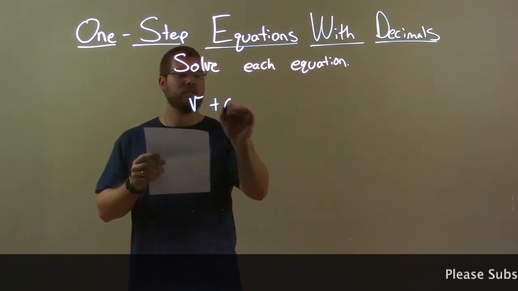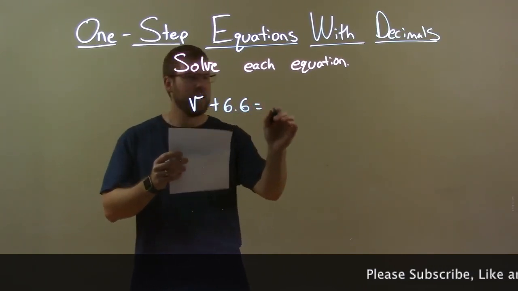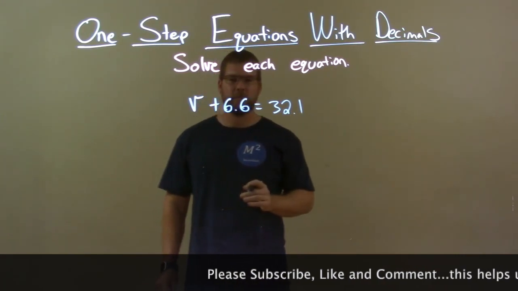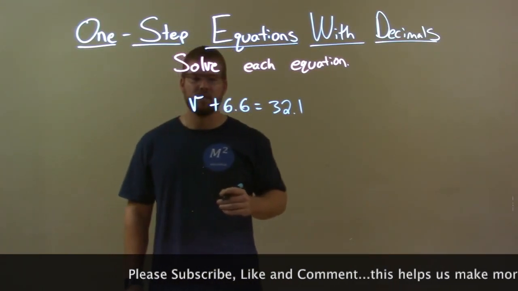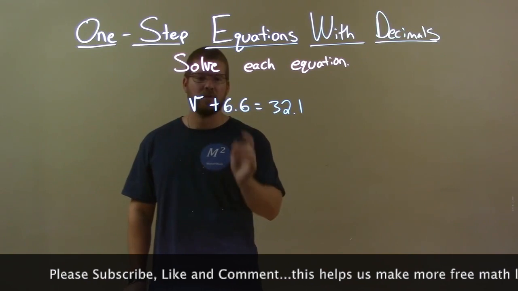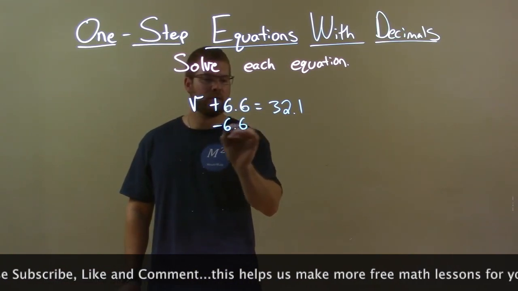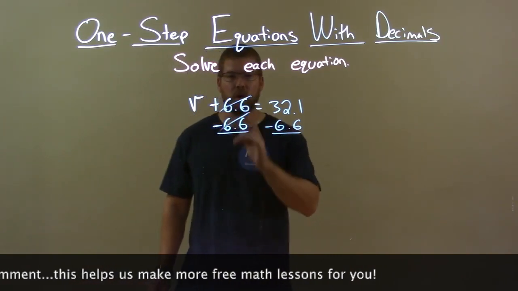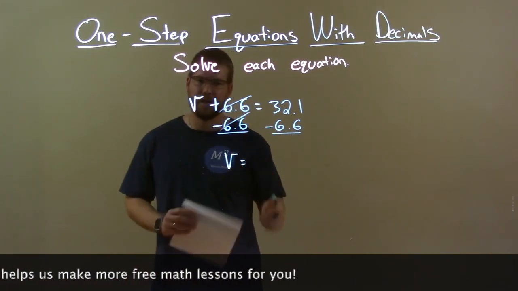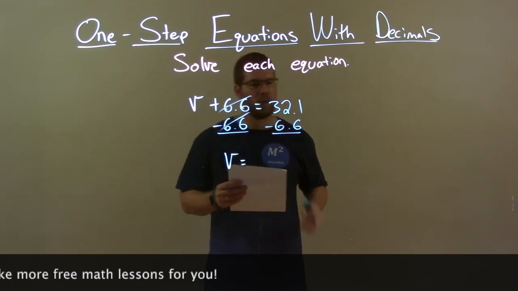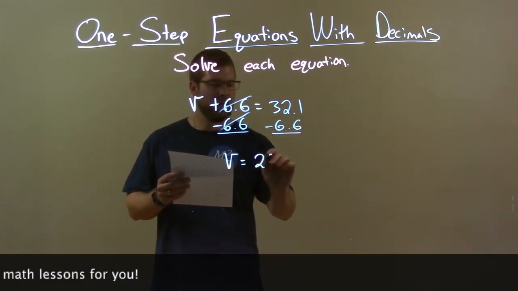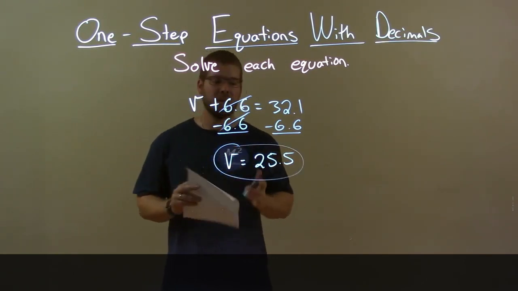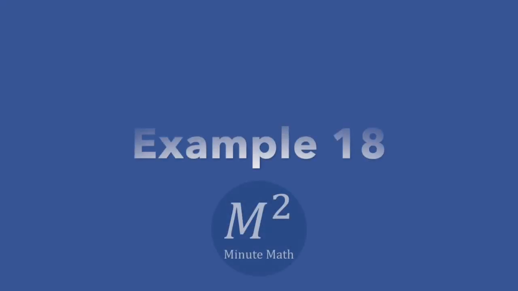v plus 6.6 equals 32.1. I want to get v by itself. It's being added by 6.6. Opposite of addition, subtraction. So if I subtract 6.6 from both sides, the 6.6s cancel on the left, giving me v by itself on the left. On the right, 32.1 minus 6.6 is 25.5. And so our final answer is v equals 25.5.